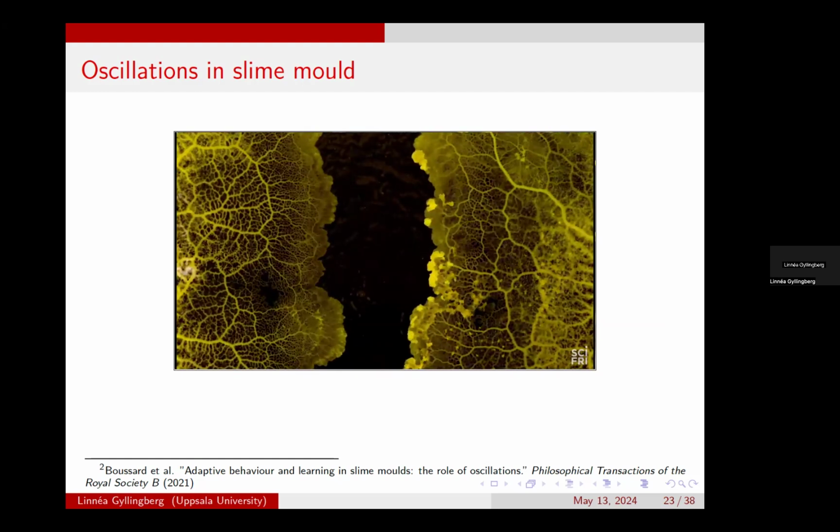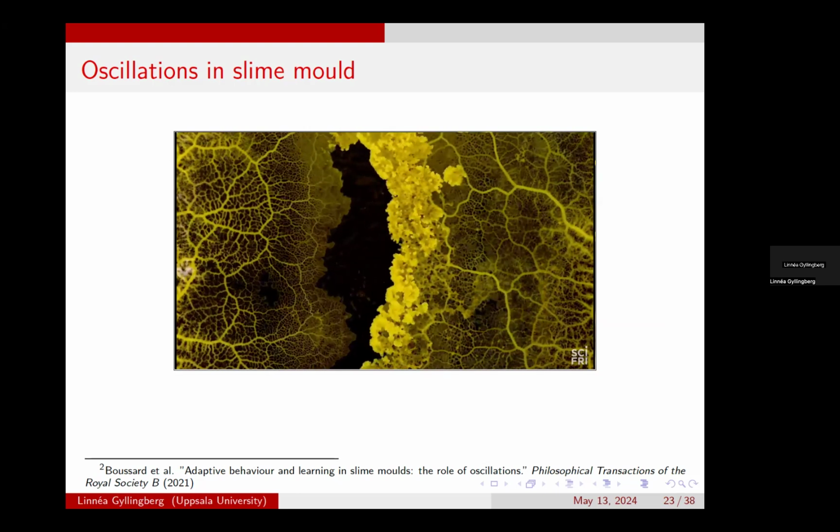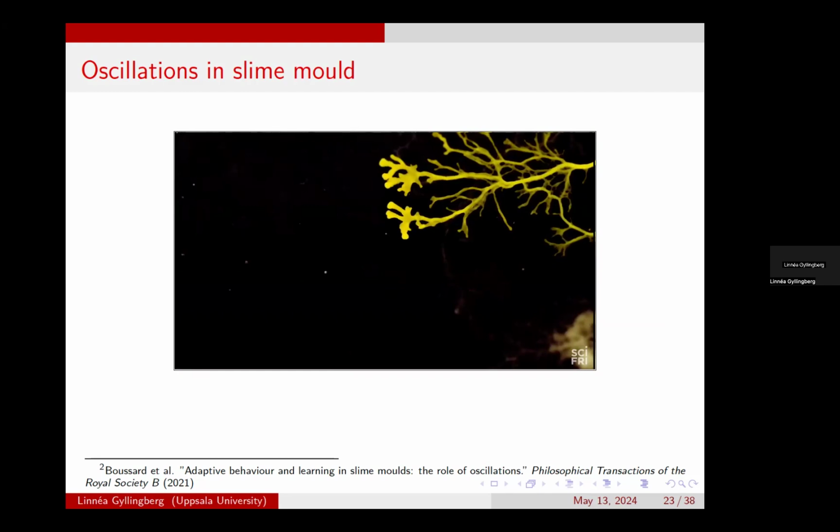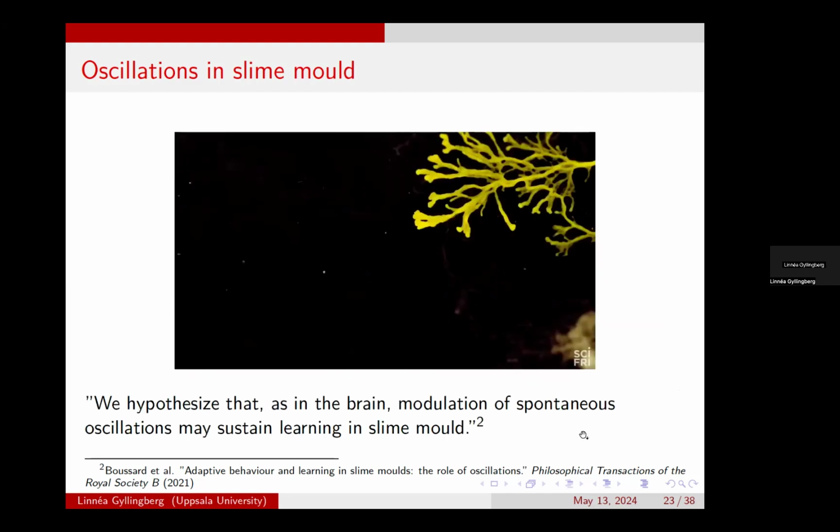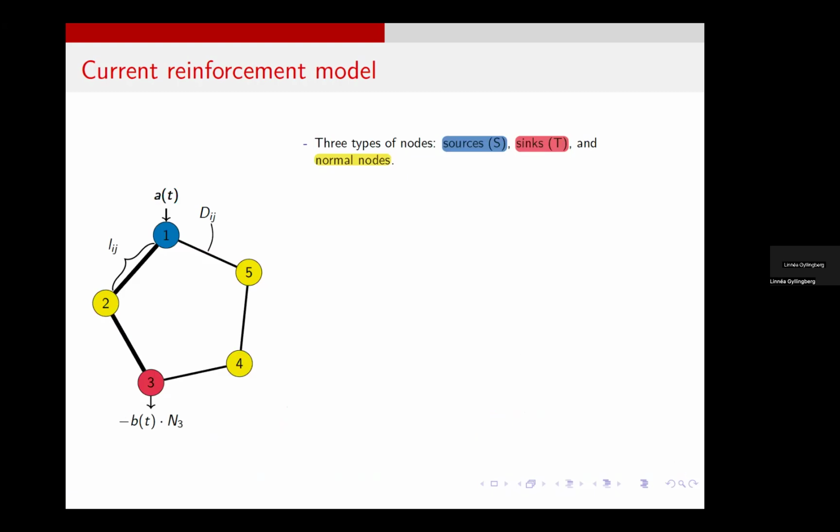And in a recent paper by Bassel et al., called Adaptive Behavior Learning in Slime Molds: The Role of Oscillations, they say, "We hypothesize that, as in the brain, modulation of spontaneous oscillations may sustain learning in slime molds." And I thought that was very interesting. So I wanted to look at what the role of oscillations is in these types of mathematical models, to better understand learning in slime molds. So we proposed a model called the current reinforcement model. That is the name proposed before, and I will explain later why it's called that.